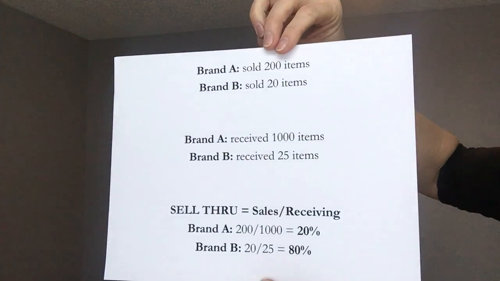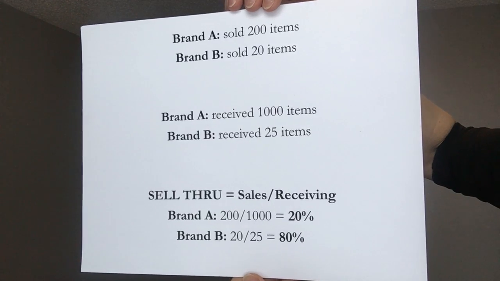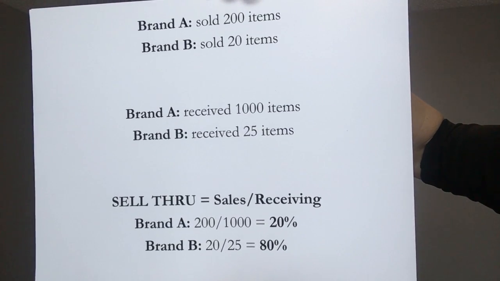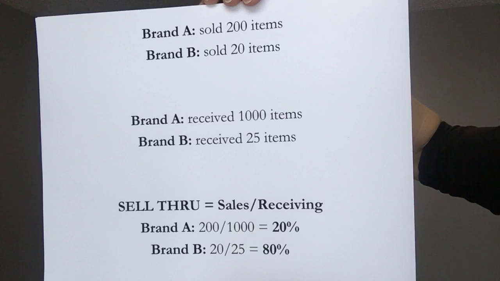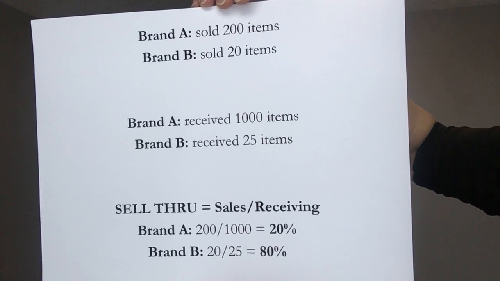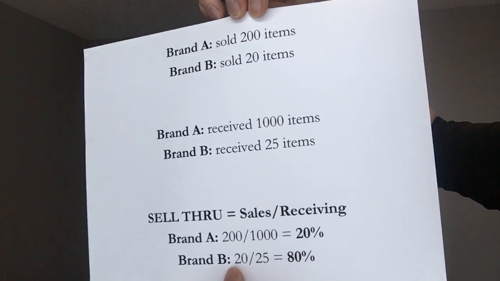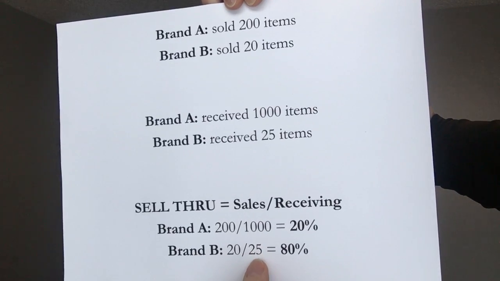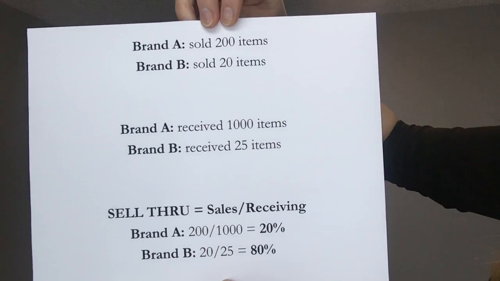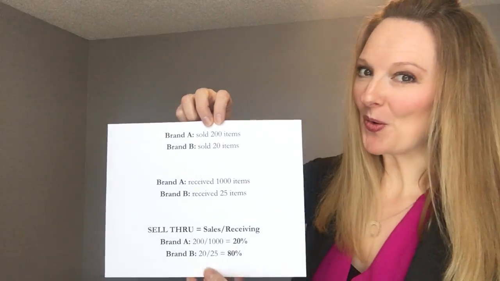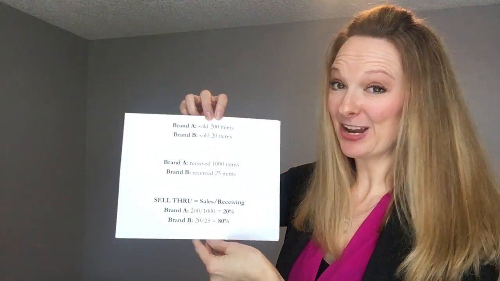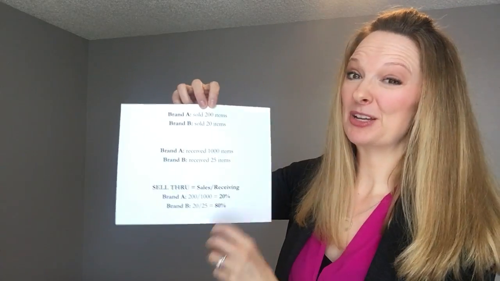So our sell-through, once we calculate it, is sales divided by receiving. In brand A, we sold 200 out of 1,000 items that we received, leaving us with a sell-through of only 20%. Whereas in brand B, we only sold 20 units, but we only brought in 25 units, leaving us with a sell-through of 80%. So although we sold way more items from brand A, when you look at sell-through as a percent, brand B was actually the winner. So once you've calculated margin dollars, margin percent, as well as sell-through, in both a numerical and percentage standpoint, we rank them.